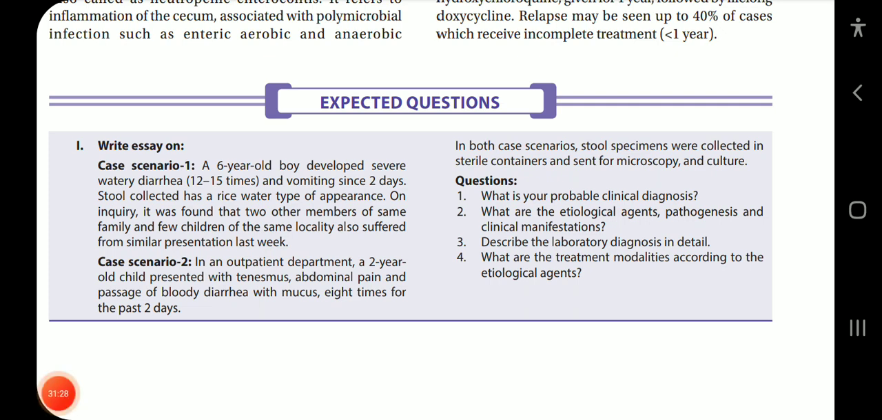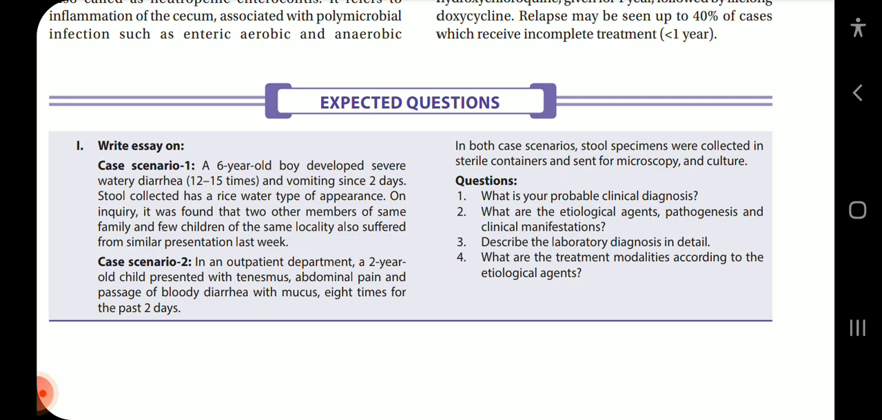Okay, now there are some case scenarios. A 6-year-old boy developed severe watery diarrhea and vomiting since 2 days. Stool collected has rice water type of appearance. On inquiry, it was found that two members of the same family and a few children of the same locality also suffered from similar presentations. So this is clearly a case of cholera, and we can write whatever microscopy and culture techniques are used.